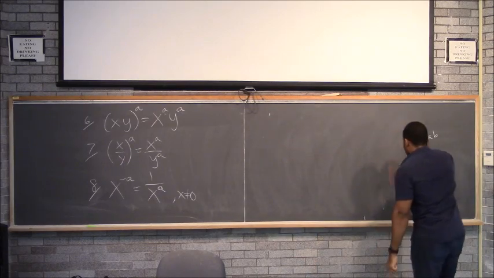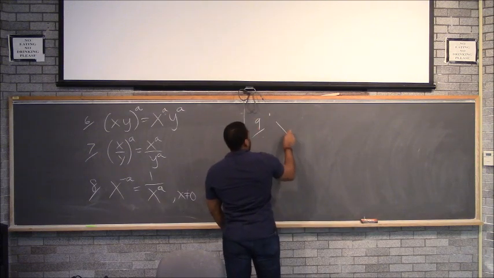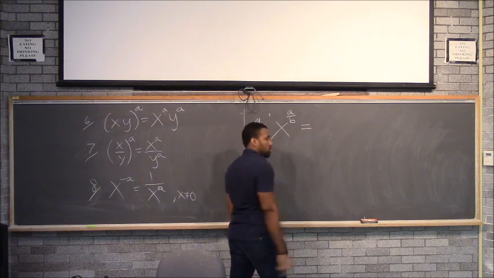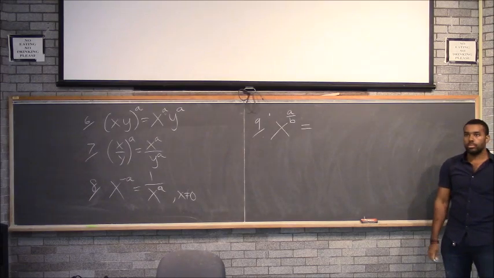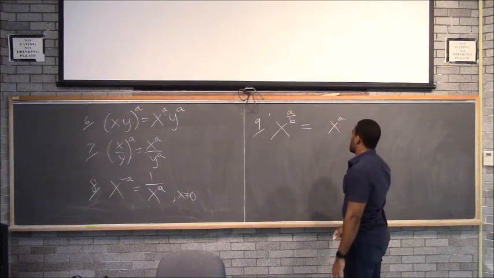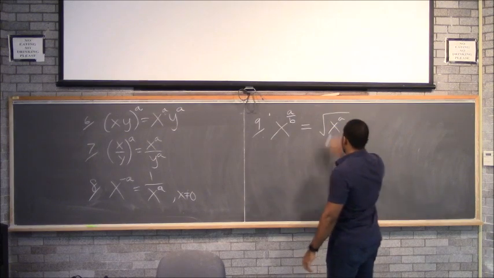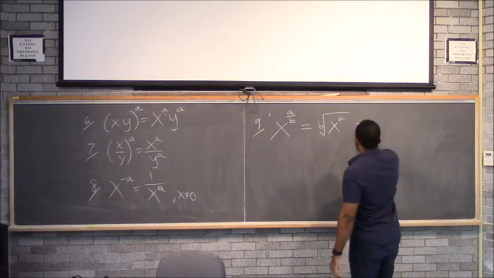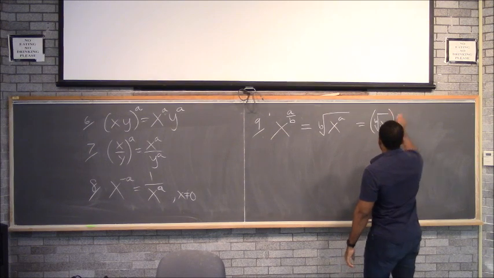Here's one that students often forget or just kind of mix up. If I have x to the a over b, what is that? It's x to the a power, but under the b-th root. Not the square root, the b root. Or you can do the b-th root of x and then raise it to the a.